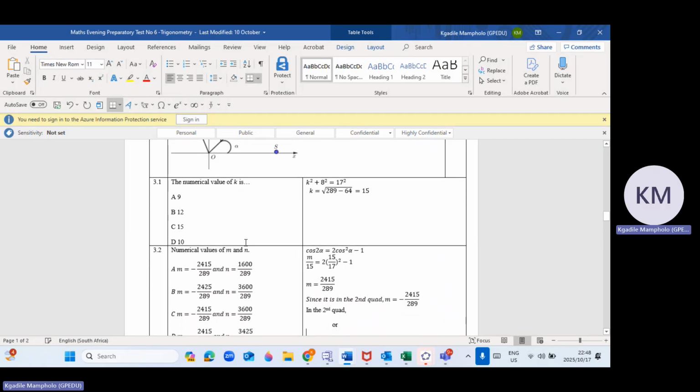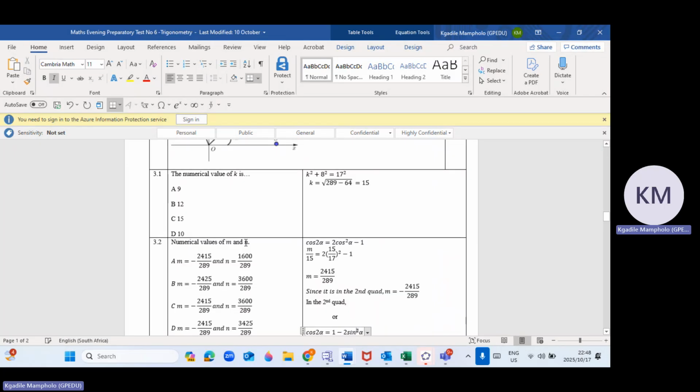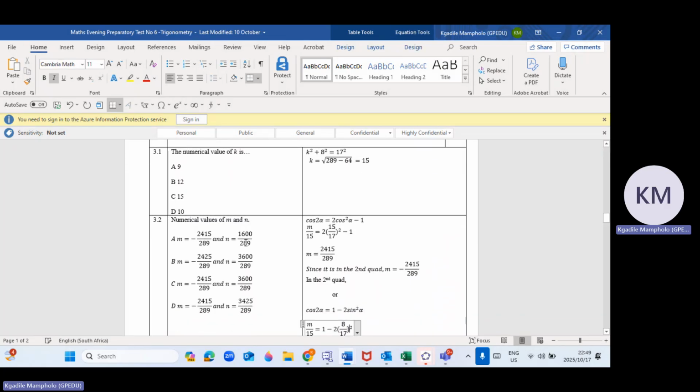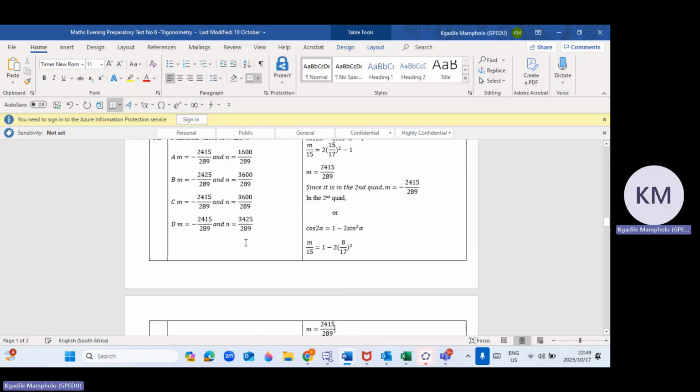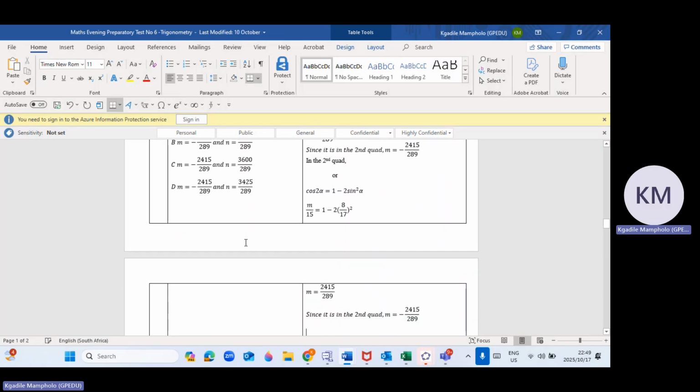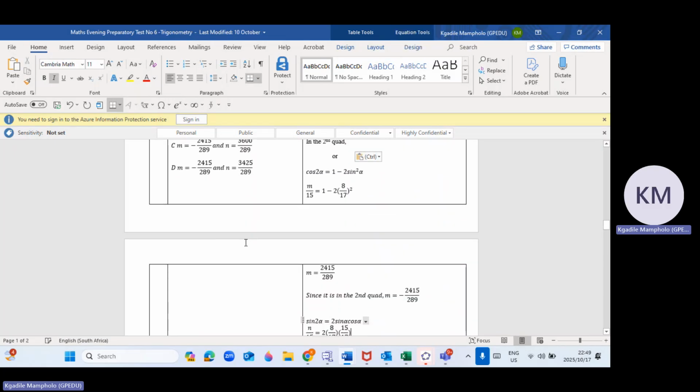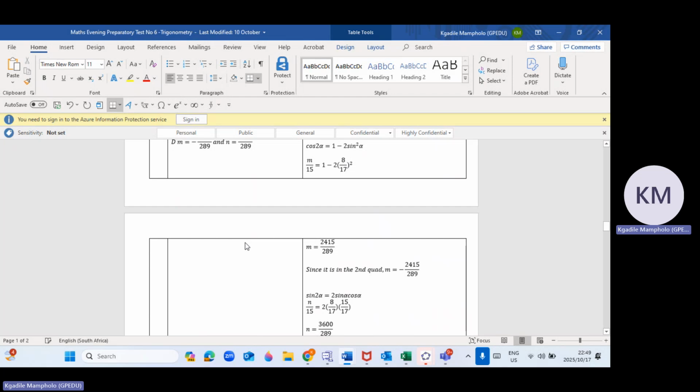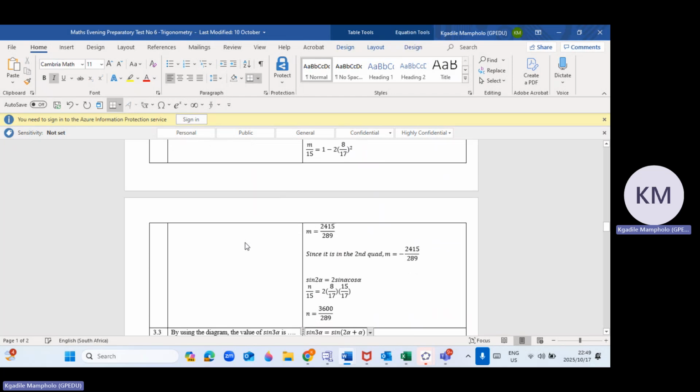Also, because m is in the third quadrant, the answer will be negative 2415 over 289. You can also use 1 minus 2 sin squared alpha. You can use 2 cos squared alpha minus 1. You can even use the double angle of sine. You'll get the same answer.